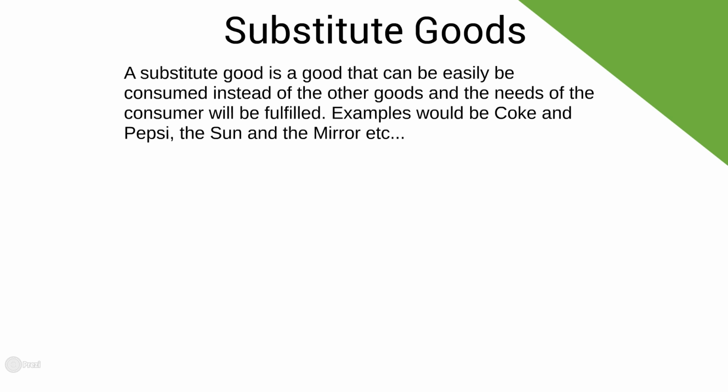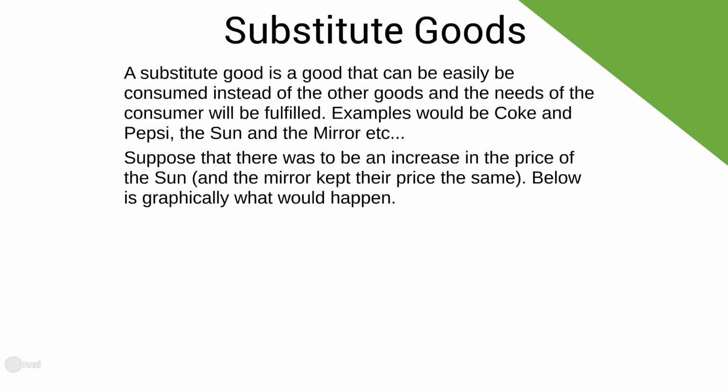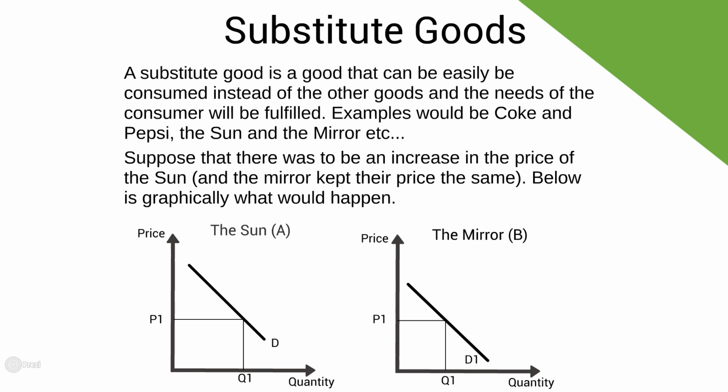Another example is the Sun and the Mirror. We will be using the example of the Sun and the Mirror newspapers, and we're going to assume that the Sun increases their price. So here we have two markets with two different demand curves. The market on the left is for the Sun, and the market on the right is for the Mirror. The Sun will be good A, and the Mirror will be good B.